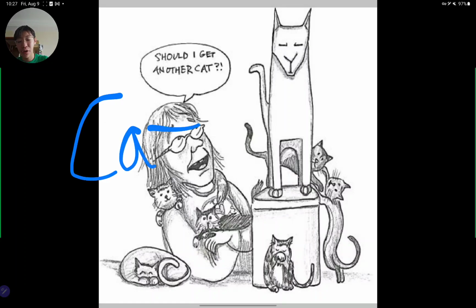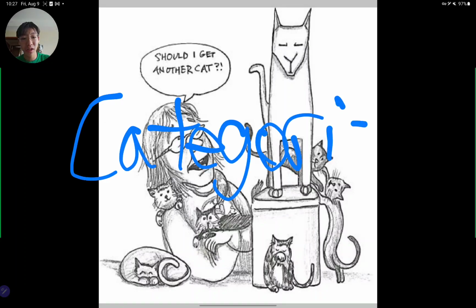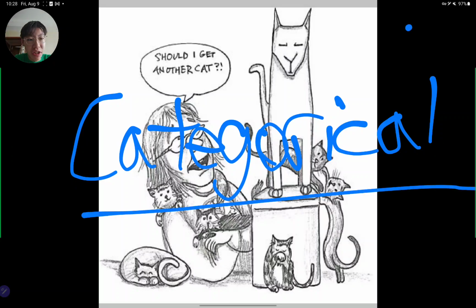Alright, next up we have categorical. Categorical is actually one of those easier words because you pretty much use it in everyday life. Categorical is an adjective, and this just basically means organizing something, to organize certain things. Categorical things are like certain things.